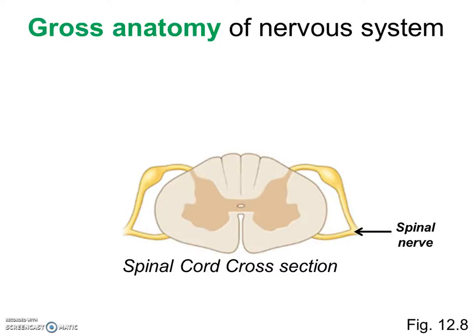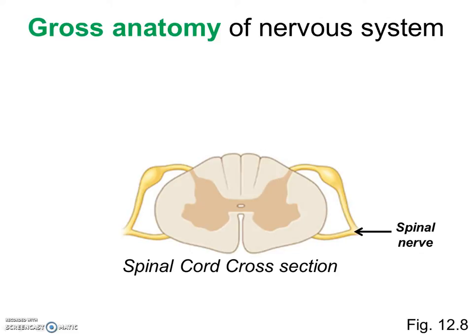Next topic is to look at the gross anatomy of the nervous system. So the cells were, of course, the microscopic anatomy. Now we're going to see what is visible with the naked eye. So we have a cross-section of a spinal cord here. Imagine slicing horizontally through your spinal cord. This is what you see. And then coming off to the sides are the spinal nerves.